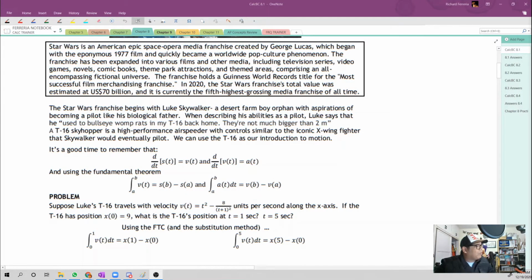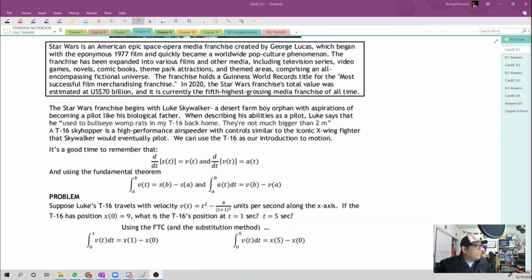Here is where we start our calculus. The Star Wars franchise begins with Luke Skywalker, a desert farm boy orphan with aspirations of becoming a pilot like his biological father. When describing his abilities as a pilot, Luke says that he, quote, used to bullseye womp rats in my T-16 back home. They're not much bigger than 2 meters.